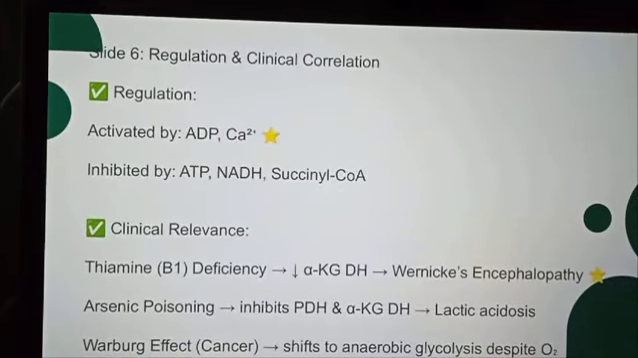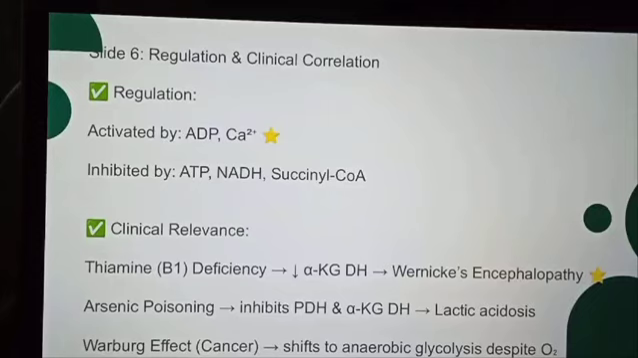Now let's talk about regulation and clinical correlation. Regulation: the Krebs cycle is activated by ADP and calcium, and inhibited by ATP, NADH and succinyl-CoA.